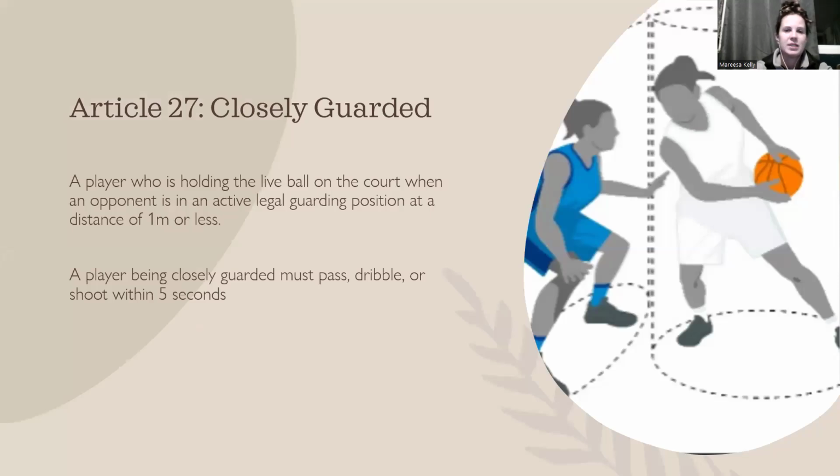Closely guarded. We get into the fun number ones. Closely guarded is a 5-second count. For closely guarded, the defender must be in legal guarding position at a distance of 1 meter or less, actively guarding the person with the ball. The person with the ball then has 5 seconds to either pass, dribble, or shoot. You've got to do something within that 5 seconds, otherwise 5 seconds, and you would visibly count on this one. When you see them being actively guarded, closely guarded, start your visible count, get to 5, blow it, 5 seconds.